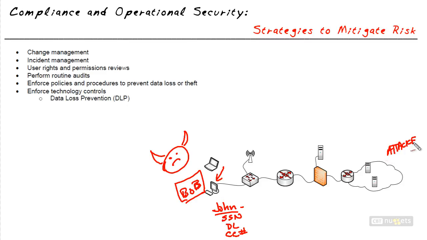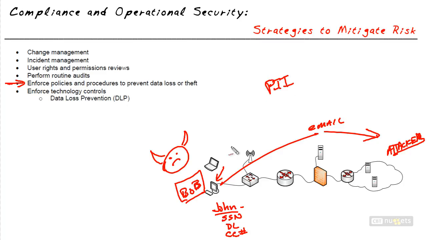So we have some attacker on the outside that Bob is in cahoots with, and Bob is going to take that information and simply email it over to the attacker. As a company, one of the steps that you and I could do to help mitigate that risk of that information, the PII, leaving our network illegally, is to do something called DLP. Now, DLP stands for Data Loss Prevention. To help reduce the risk of PII, which of course is personally identifiable information, from leaving our network maliciously or accidentally.